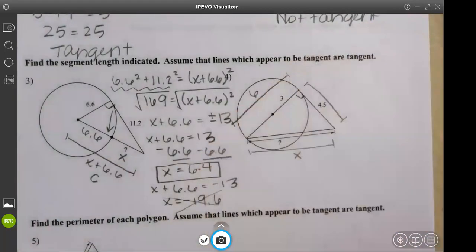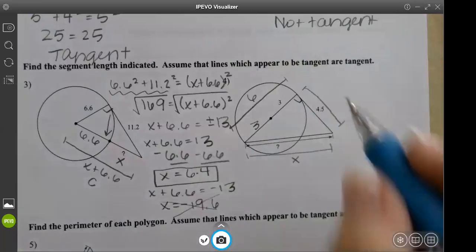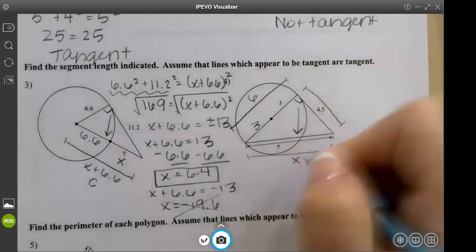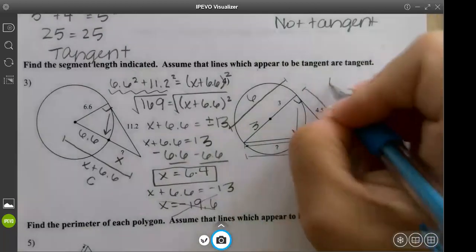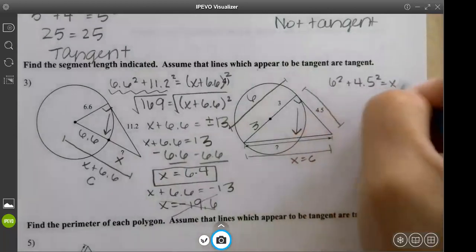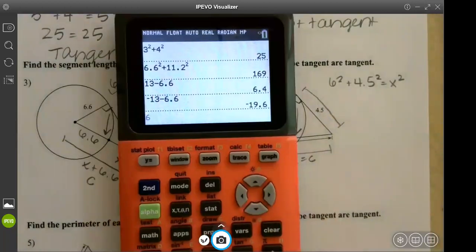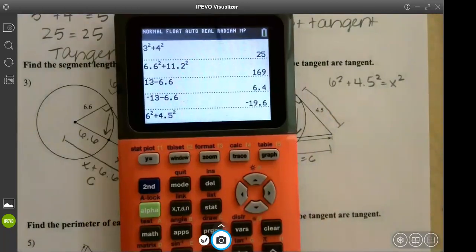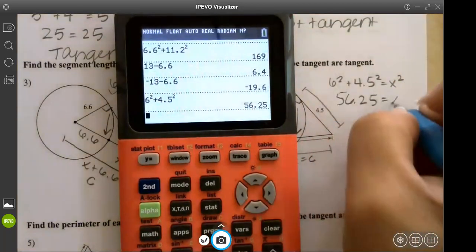Why is it 6? It's a radius, makes a diameter, so both sides are 3, which makes a total of 6. So there are your measures, 6, 4.5, and X. Remember, across is going to be whatever your C is. So we're going to do 6 squared plus 4.5 squared equals X squared. 6 squared plus 4.5 squared is 56.25.